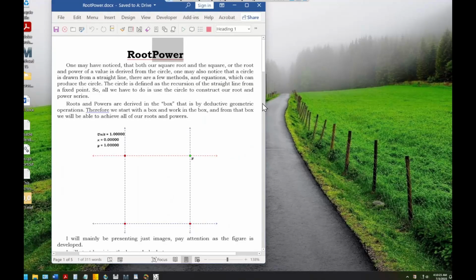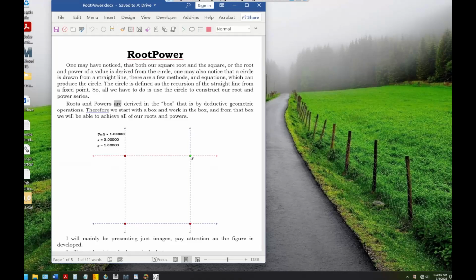Root power. One may have noticed that both our square root and the square, or the root and power of a value, is derived from the circle. One may also notice that a circle is drawn from a straight line. There are a few methods and equations which can produce the circle. The circle is defined as the recursion of the straight line from a fixed point. So, all we have to do is use the circle to construct our root and power series.